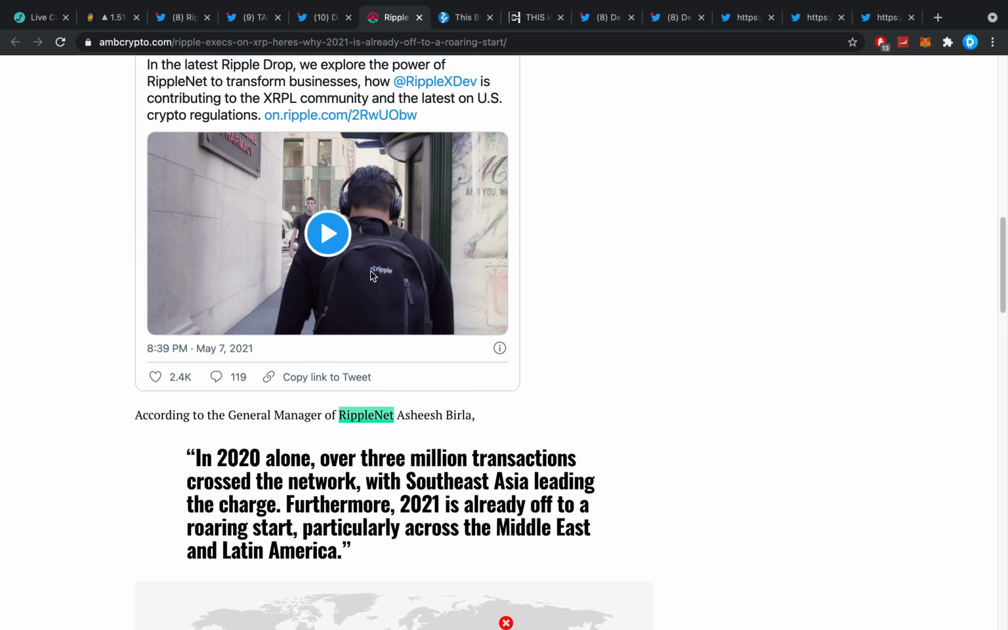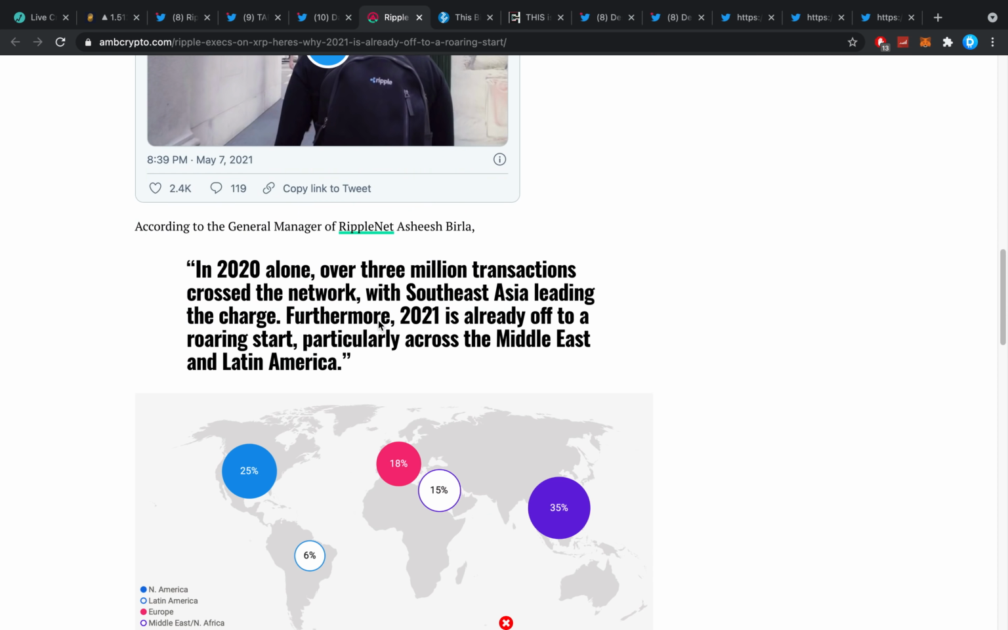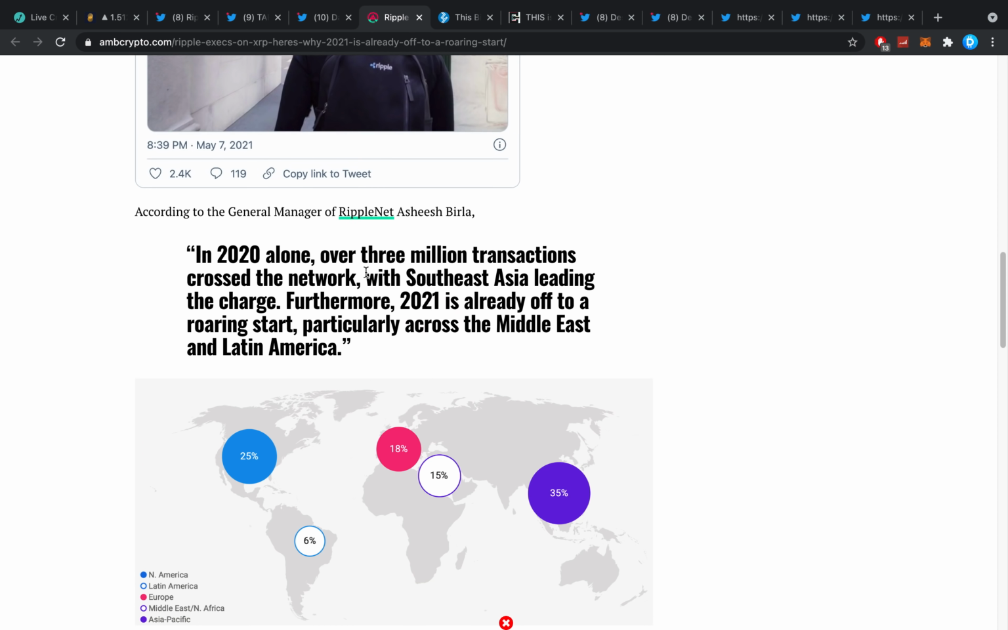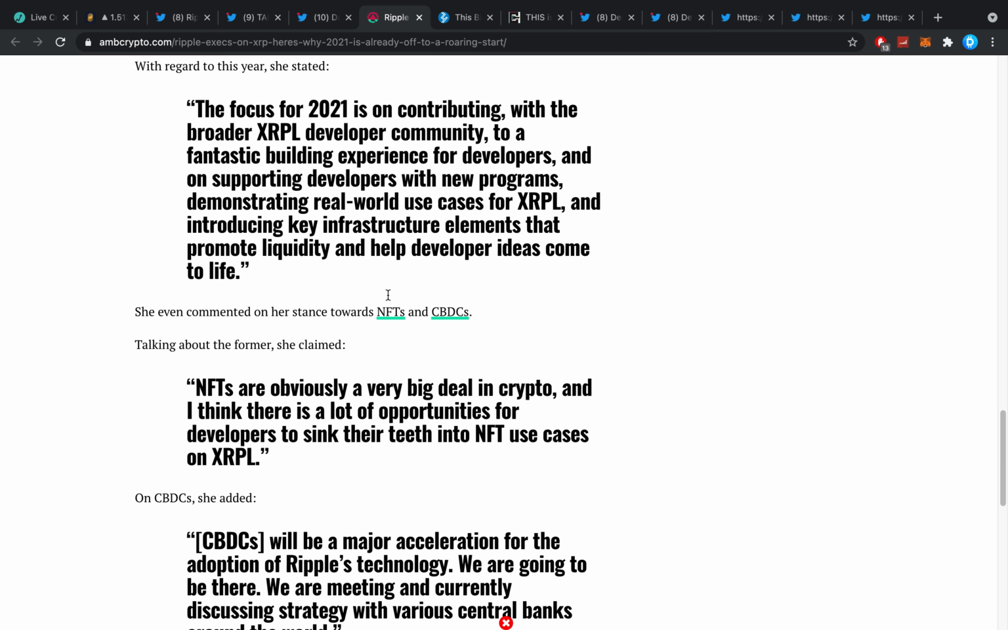But the Ripple executives, I guess Ashish Birla was mostly talking about that right now, one of Ripple's employees. He used to be SVP of product. I'm not exactly sure what his new title actually is, to be completely honest with you. He's the general manager of RippleNet. Okay, there we go. Yeah, he's been pretty damn bullish on it. And I believe almost any Ripple executive has been bullish on it. For example, Ripple ex-general manager Monica Long also gave us an update. Once more, bullish.